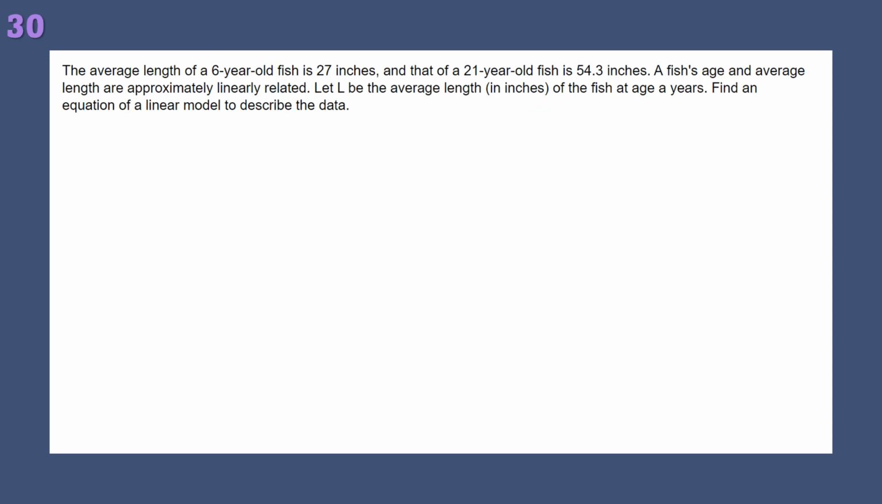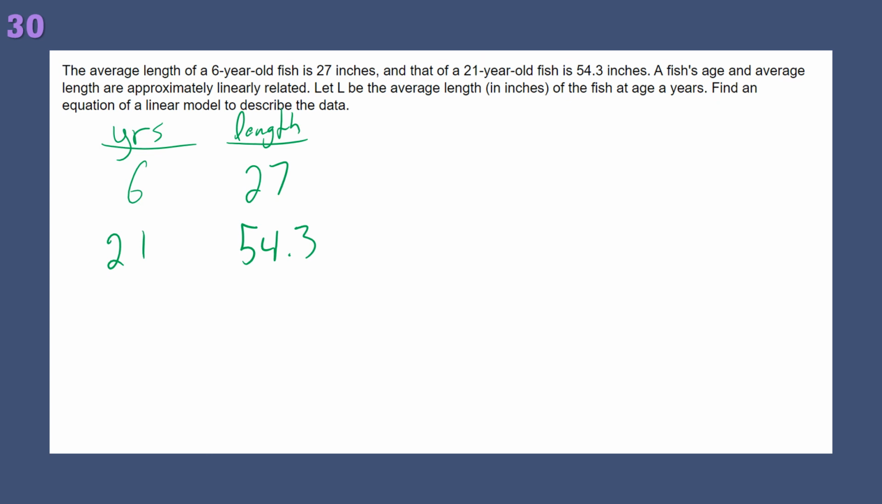The average length of a 6-year-old fish is 27 inches. And this is a linear model, so we say a 6-year-old fish. So year 6 and length is 27. So the next one it says is, well, we got a 21-year-old fish, and that's 54.3. So what it says is try to come up with a good formula here, okay? Find an equation of a linear model.